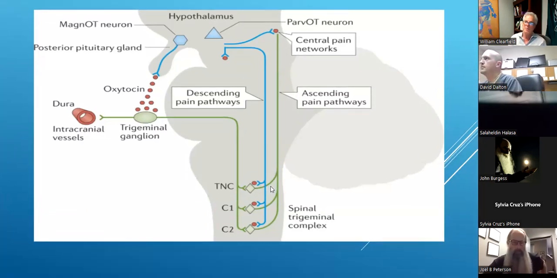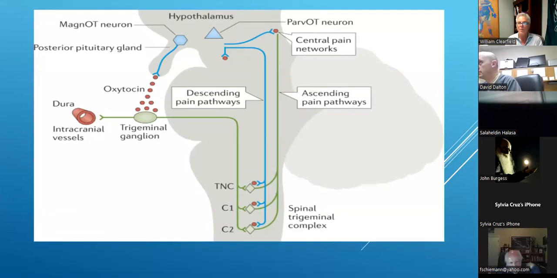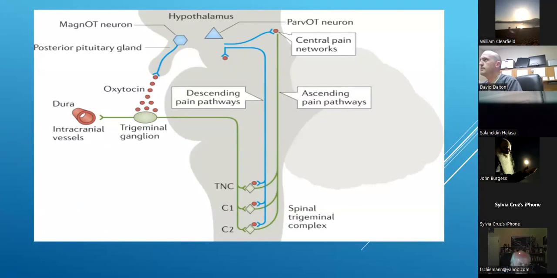Oxytocin used in managing migraine headache. And I think we can use it for all kinds of headaches. We need to understand the migraine pathophysiology in order to understand how oxytocin helps in managing migraine headaches.